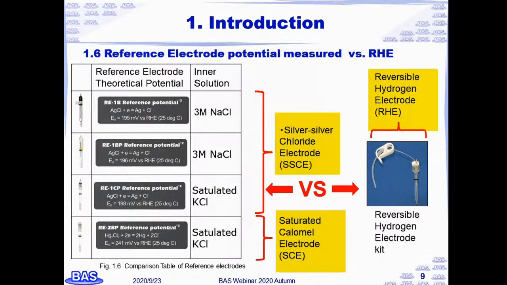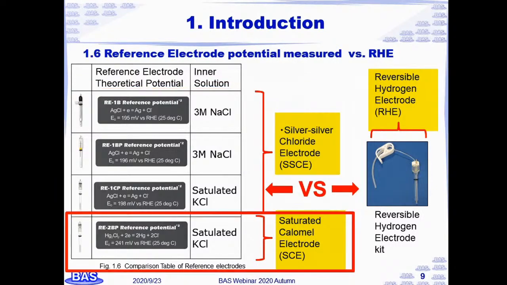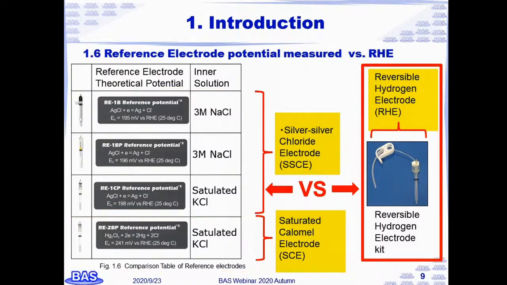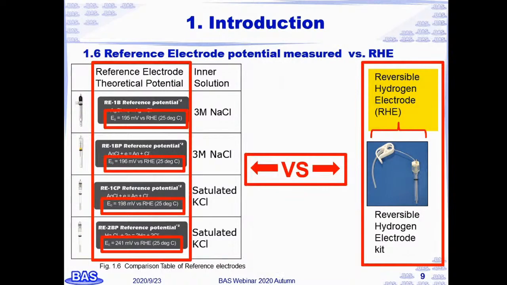BAS Inc. supplies different types of reference electrodes, including silver-silver chloride electrode, saturated calomel electrodes, and reversible hydrogen electrode. Here's the main lineup of our reference electrodes. The theoretical potential is shown here. Fundamentally, an electrode potential cannot be measured in isolation. We need to measure it relative to something else. We measure the potential of this electrode relative to RHE.